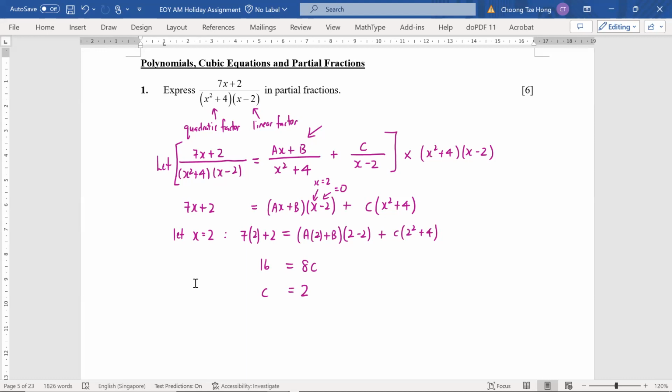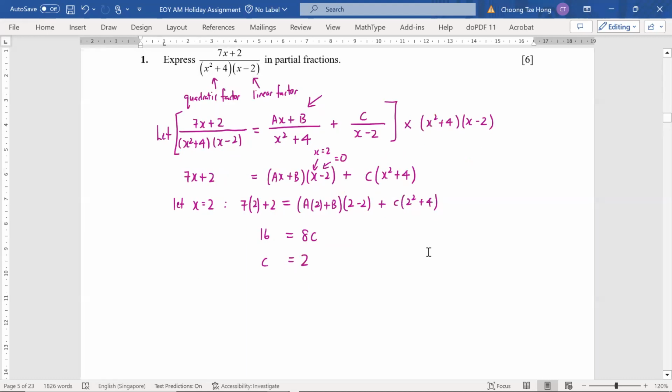Okay, so to find a and b, we will then equate coefficients. So two methods, you need to select the easier of the two methods. So equating coefficient of, let's do x squared first. You may think that on the left side there's no x squared term. If there's no x squared term, it means that the coefficient of x squared is 0. So you can still equate coefficients of x squared. We're going to equate coefficient of x squared to find the value of a.